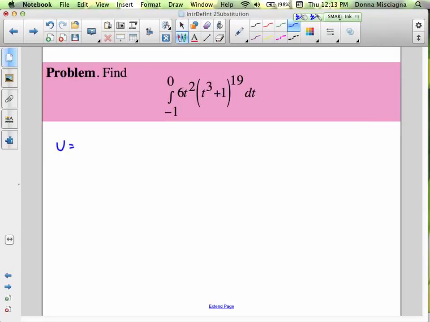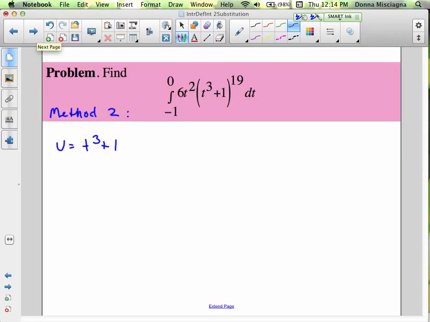All right, so what's u going to be? t cubed plus 1, to the 19th power. And since, let's practice method 2. We're not going to do everything with 2 methods. We'll use method 2 because that's the one that is a little bit new, right? I don't care which one you use, but we should practice a new one.